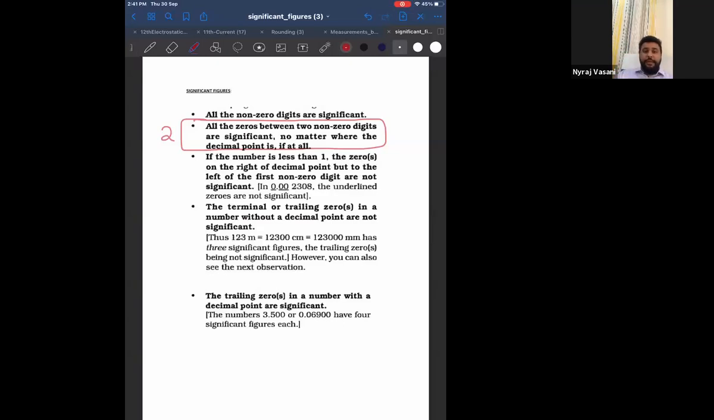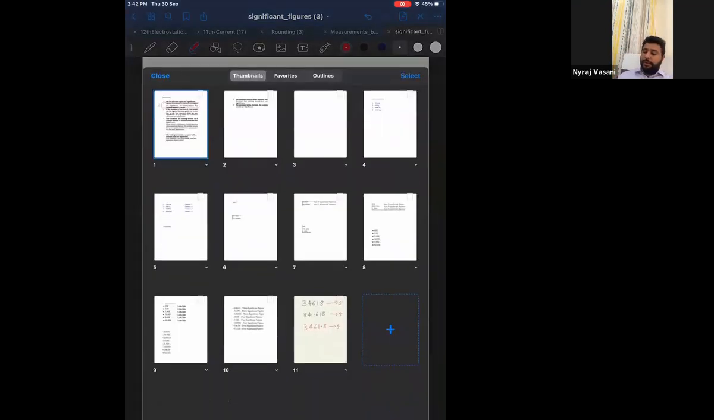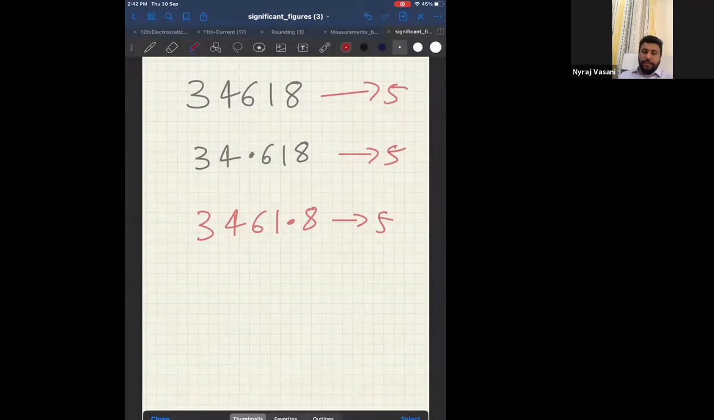I will repeat. Rule number 1 has nothing to do with zeros. Rule number 2 deals with zero in between the number. Rule number 3 deals with zero before a number. And rule number 4 deals with zero after a number. So right now we are in rule number 2. What happens if zero comes between a number? Now let me explain rule number 2.